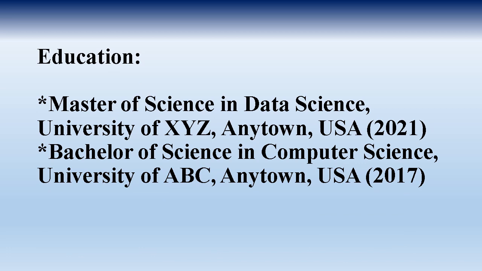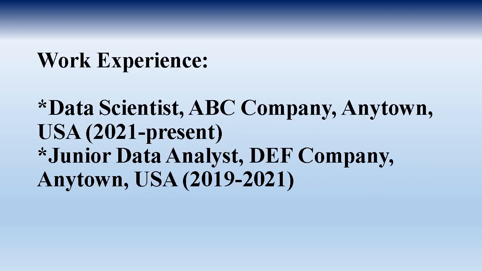Next part, we mention educational things. Master of Science in Data Science. This is the degree heading as well as year, university, and any other thing we should mention. Bachelor of Science in Computer Science, University of ABC, Anytown, USA 2017. After that, we mention work experiences. This is another most necessary thing in the CV.